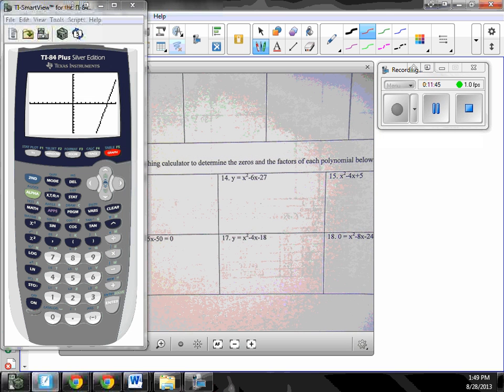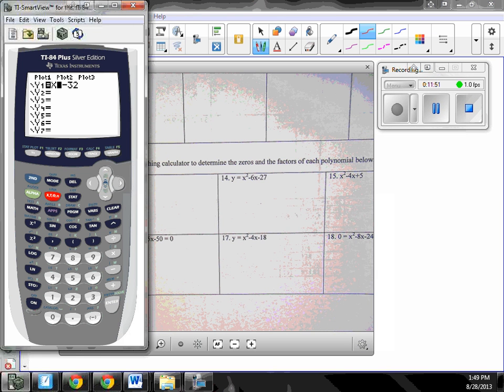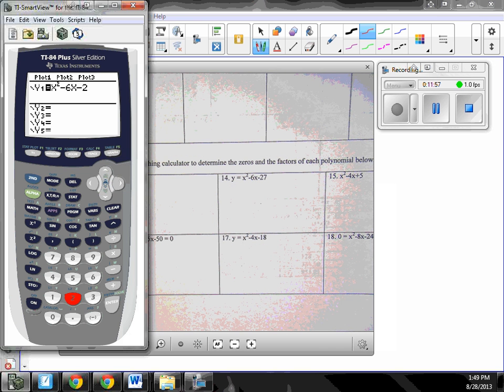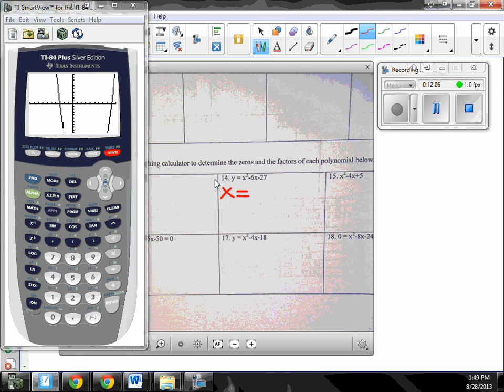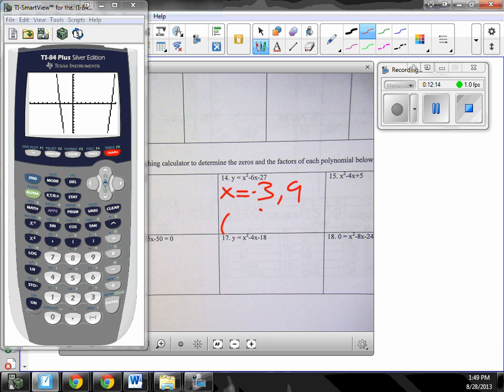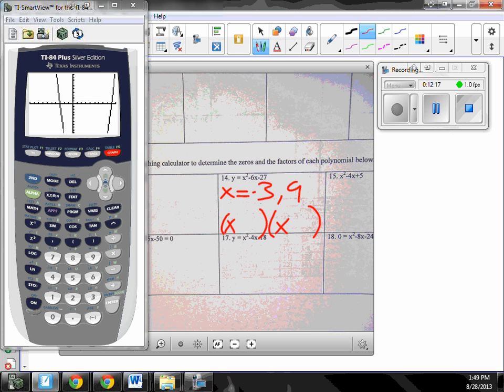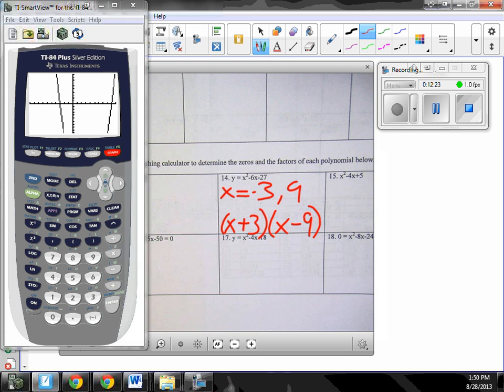Okay, for number 14, let's graph number 14. X squared minus 6x minus 27. Graph it. So my roots are x equals -3 and 9. So what are my two factors? X plus 3 and x minus 9. So I'm just going backwards from yesterday. Yesterday we used the polynomial, then found the factors, then did the roots.